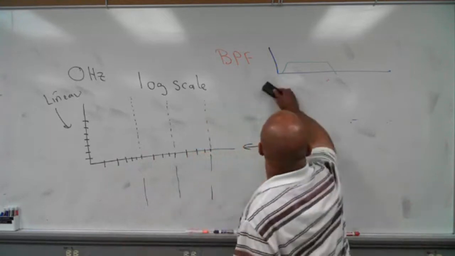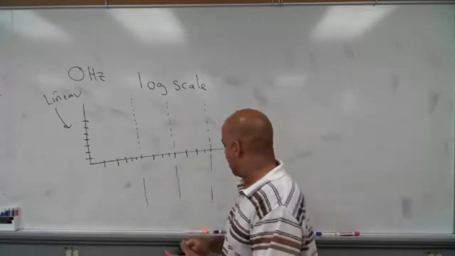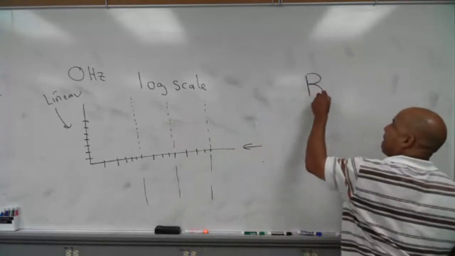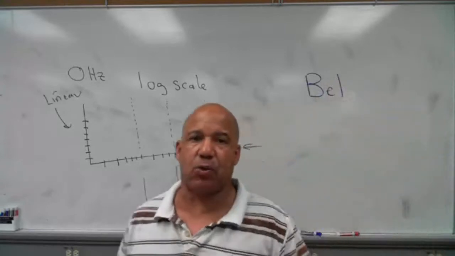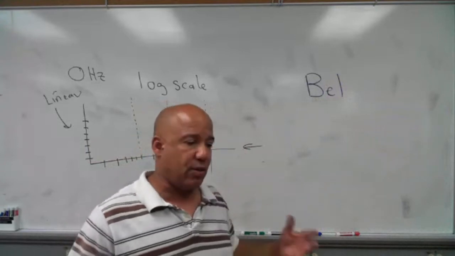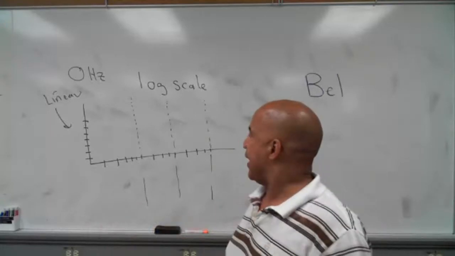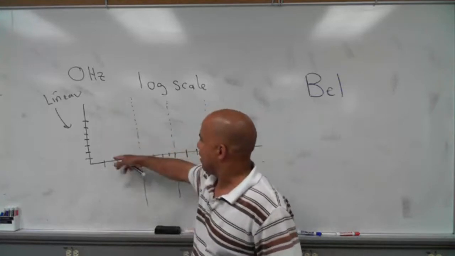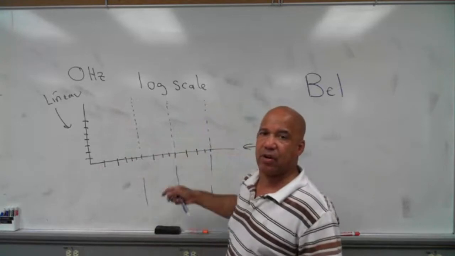And so what they came up with was a unit that works well on the log scale. The unit is called a bell. A bell is an actual unit. I don't know if it's an engineering unit or a math unit, but a bell is a unit that deals with exponential and logarithmic type numbers. And usually when we use this log paper, it's based on tens, or decades. So this is a decade, this is a decade.